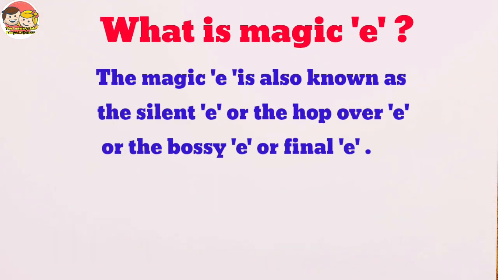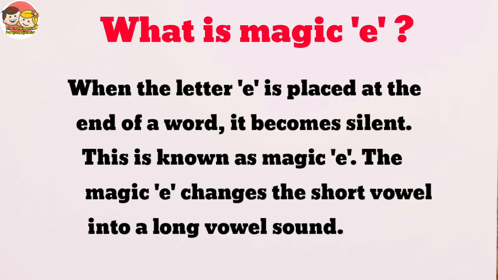What is magic E? The magic E is also known as the silent E or the hop over E or the bossy E or final E. When the letter E is placed at the end of a word, then it becomes silent. Shh. This is known as magic E. The magic E changes the short vowel into a long vowel sound.